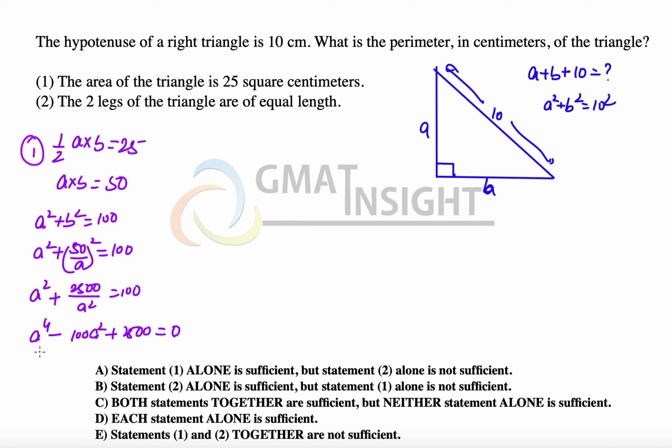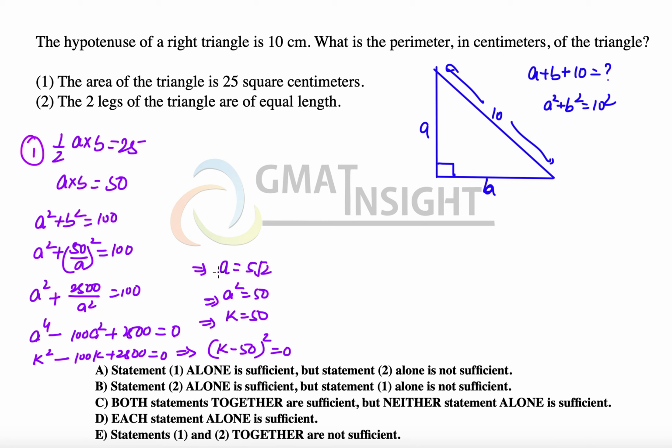Assuming a square is equal to k, we can say that this equation is k square minus 100k plus 2500 is equal to 0, which becomes same as k minus 50 whole square is equal to 0, because that is a square plus b square minus 2ab, which gives us that k has to be equal to 50, which gives us a square has to be 50, which gives us a has to be equal to 5 square root of 2. And substituting the value of a in this equation, we get b is equal to 50 divided by the square root of 50, which is again 5 root 2.